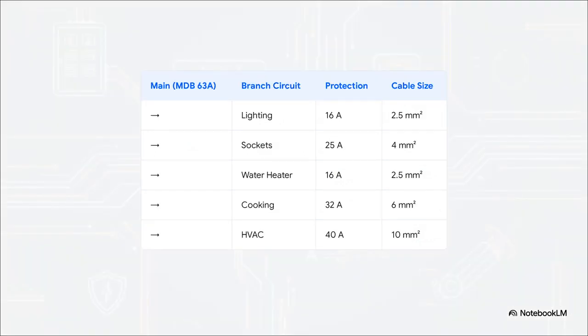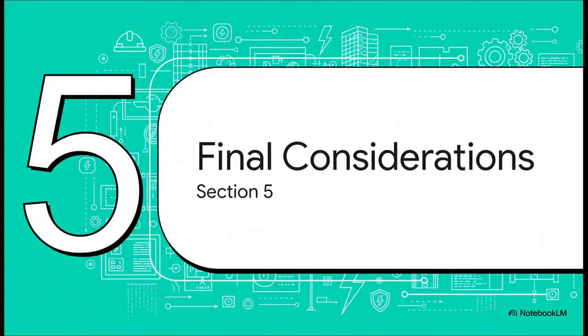And here it is, the final blueprint. This is basically the instruction manual for the installation crew. It clearly lays out every single circuit coming off that main board, telling them exactly what size cable to pull and which breaker to install. No guesswork needed. Okay, before we finish up, let's talk about a few things that separate a good design from a great one. These are the final checks that really make a system professional and rock solid.